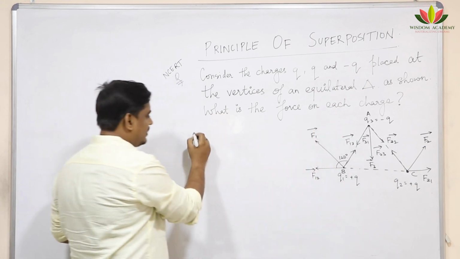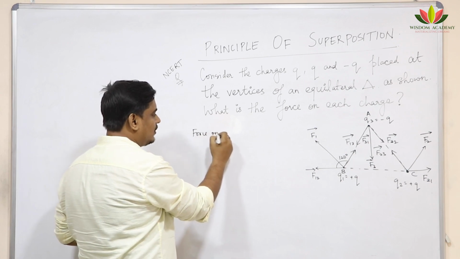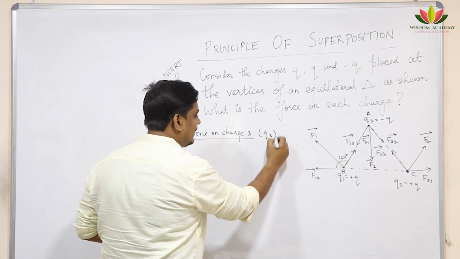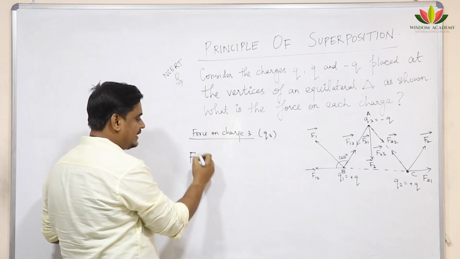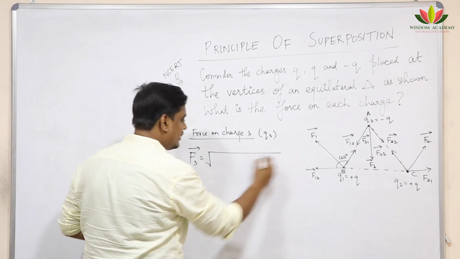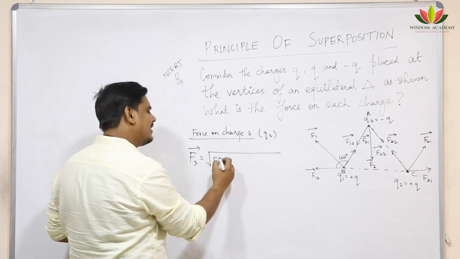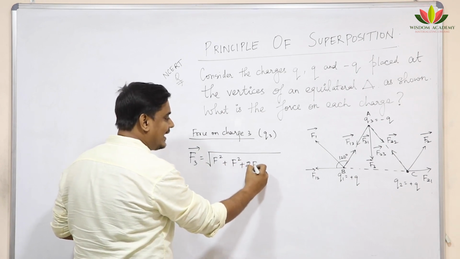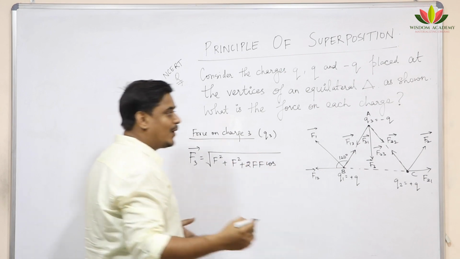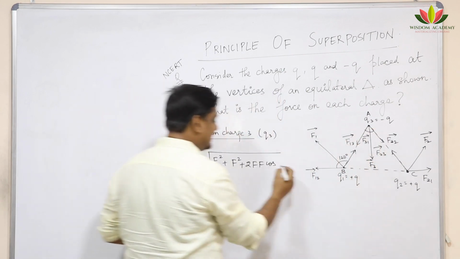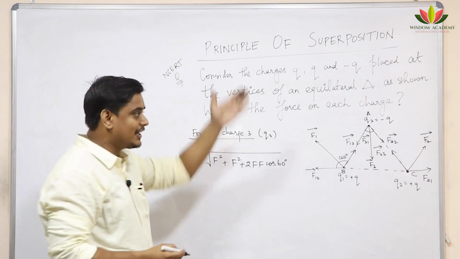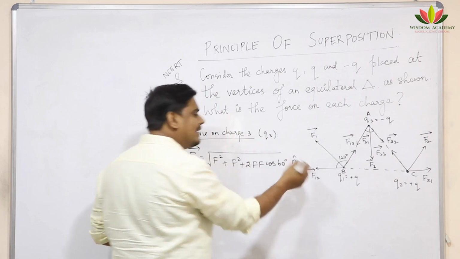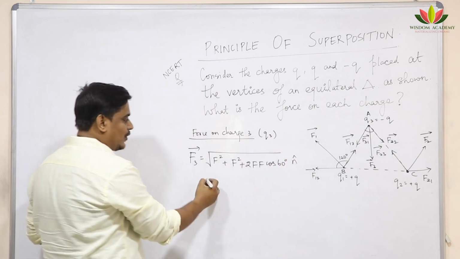See, force on charge 3, that is Q3, that will be F3, equal to root over F1 square, or F31, or directly I am writing F square plus 2F square cos. What is the angle between these two now? The angle is 60 degree, so cos 60 degree. And what is the direction of this? Since it is not known to me, I will write it as n cap. I will define later what n cap is.